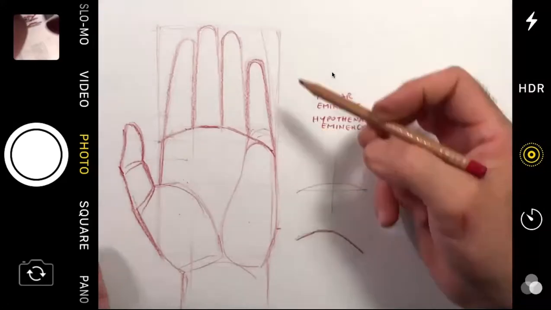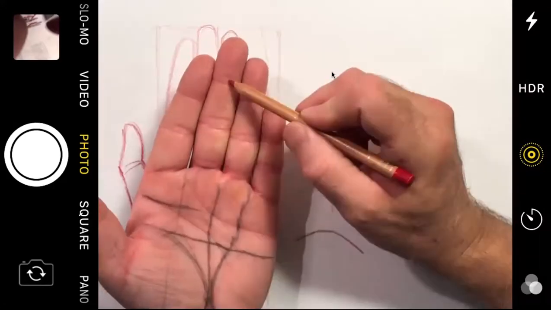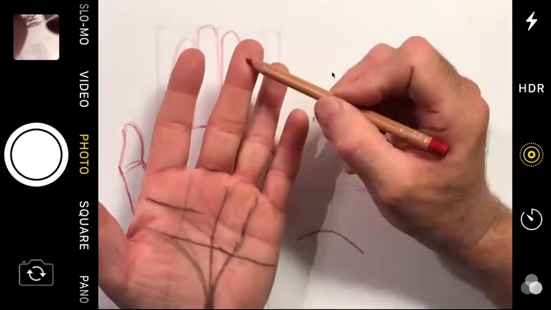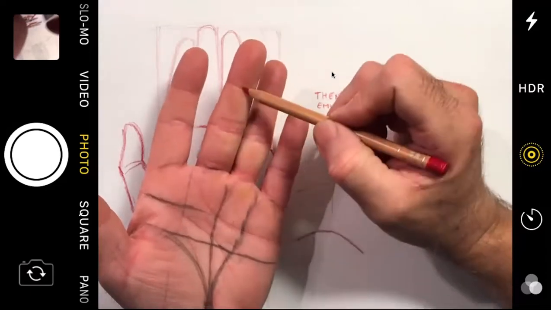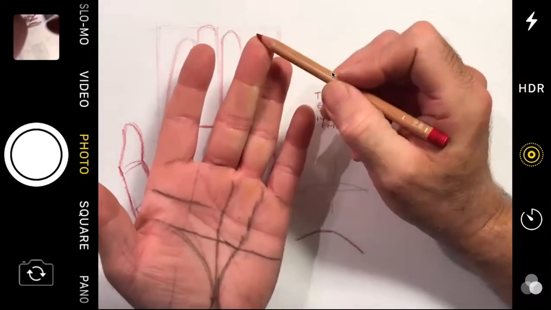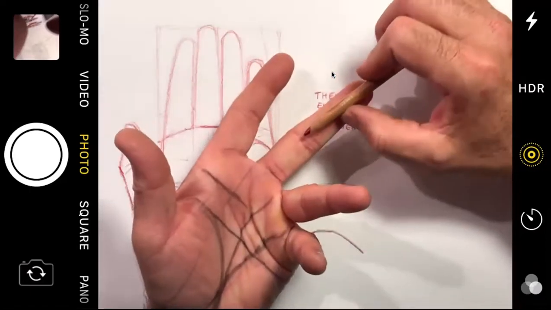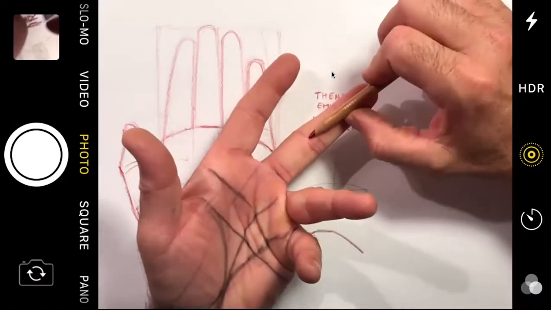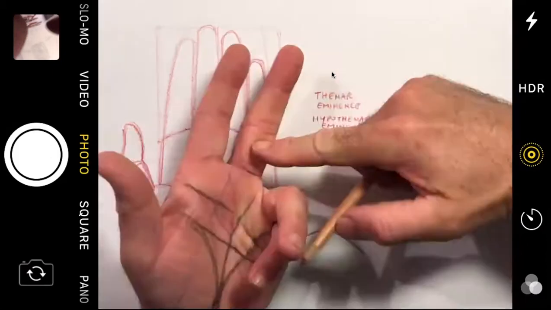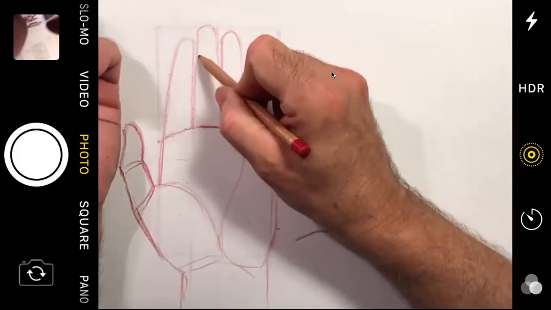So now, 1, 2, 3, right? These are kind of the same from the palmar view, and this is shorter, right? And this is still a little bit longer, right? So one is longer, one is a little bit shorter, and one is the shortest, right?